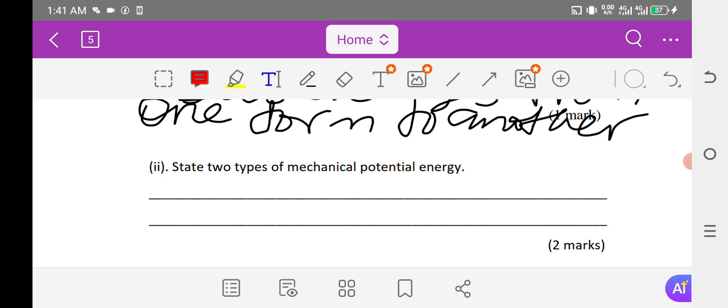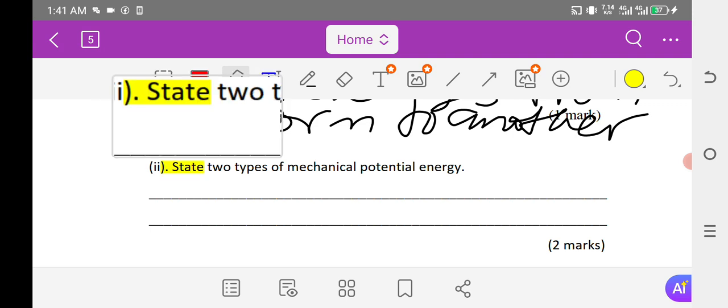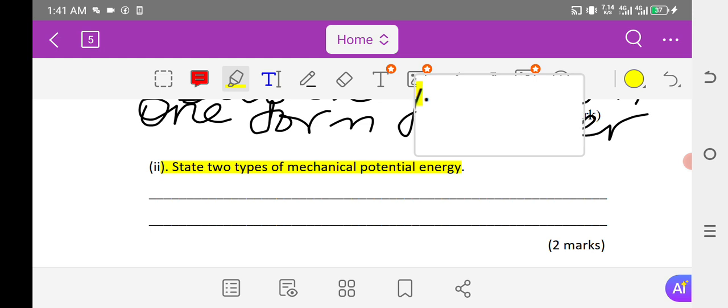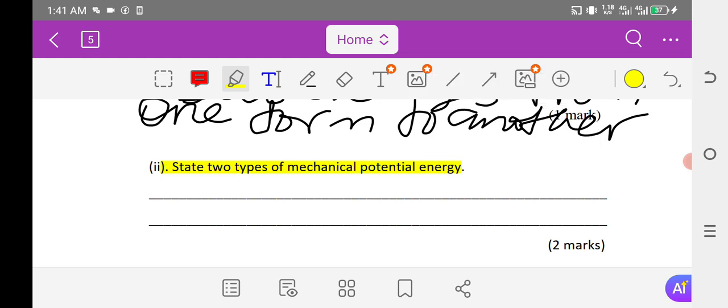Part C2, C Roman numeral 2: state two types of mechanical potential energy.